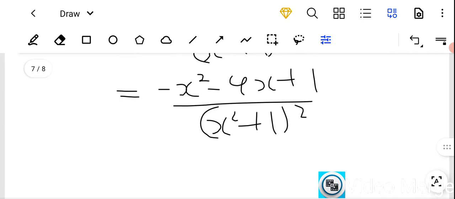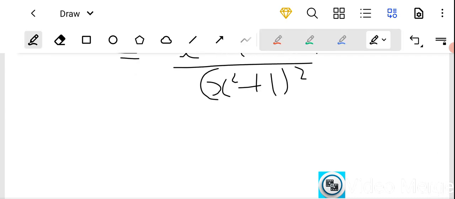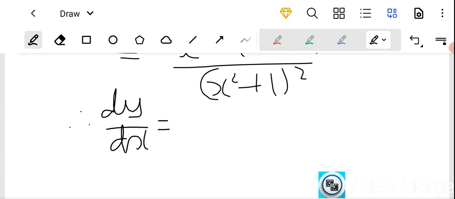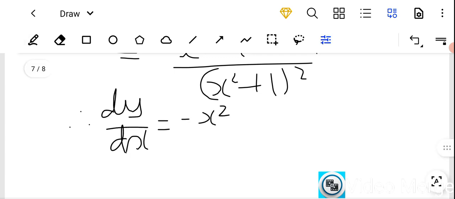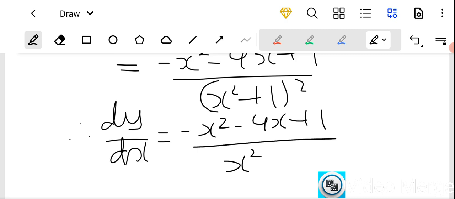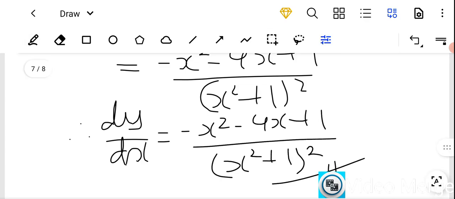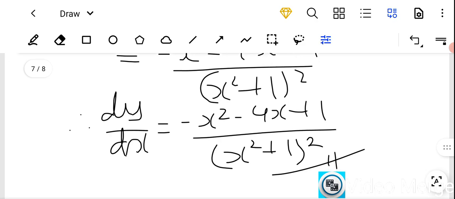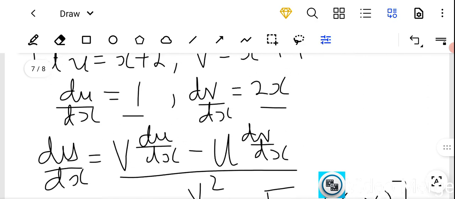At this point there is no need to simplify the numerator. We just say therefore dy/dx is equal to negative x squared minus 4x plus 1 divided by (x squared plus 1), which has to be squared like that. Negative x squared minus 4x plus 1 divided by (x squared plus 1) squared. So let's just try to confirm.